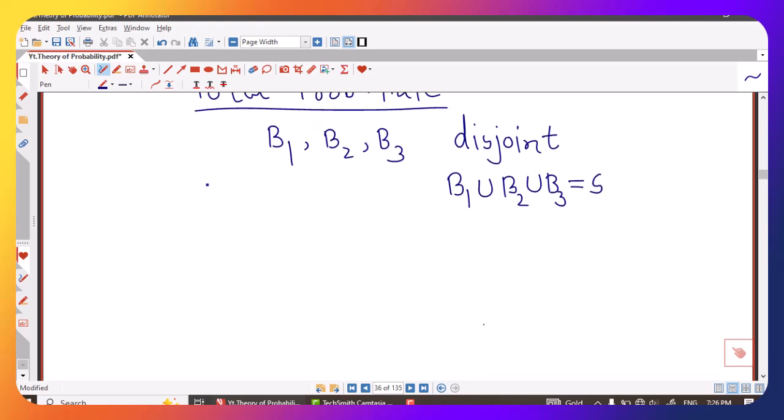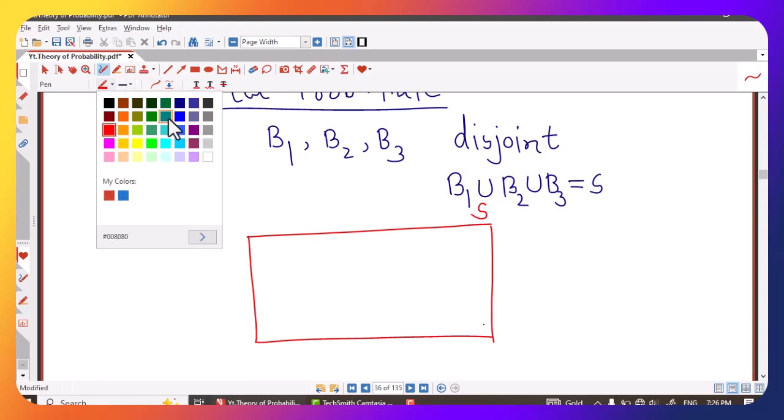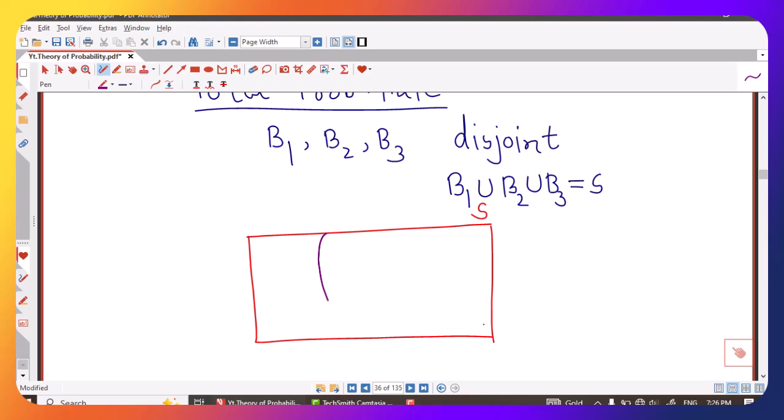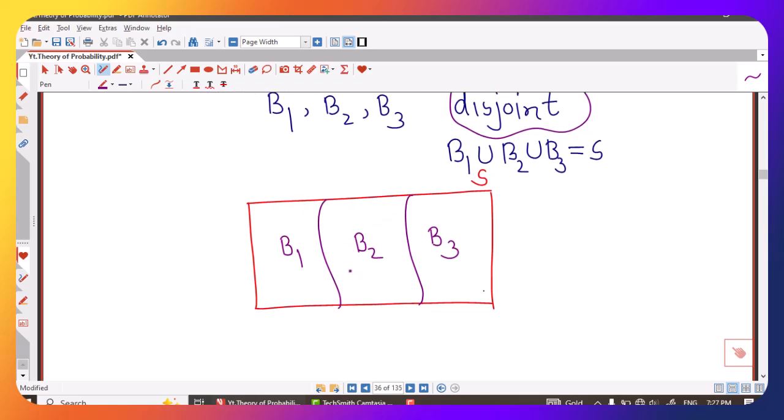This means I have taken three events and these three events have no elements in common and their union is whole sample space. For example, this rectangle denotes the sample space S, and these three events are in such a way that there are no common elements and their union is whole sample space capital S. So this is meaning of mutually exclusive or disjoint events. B1 intersection B2 is empty, B1 intersection B3 is empty, and B2 intersection B3 is also empty.